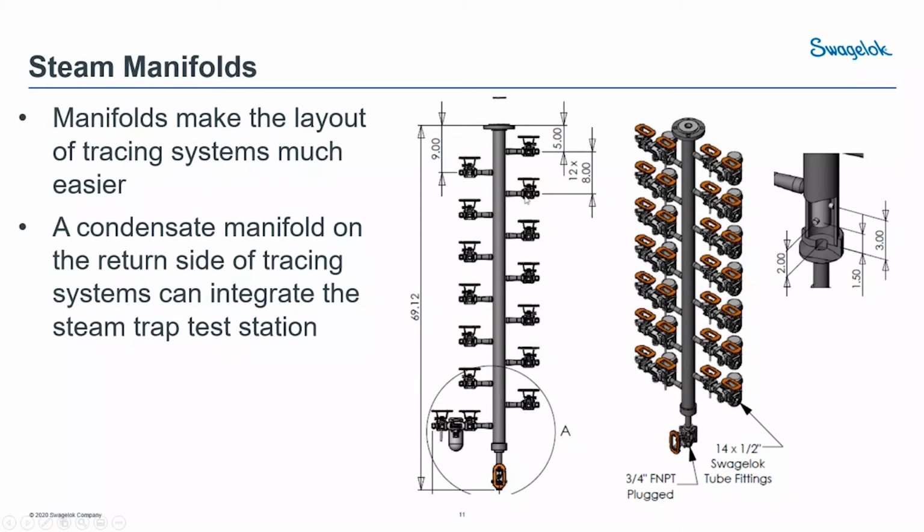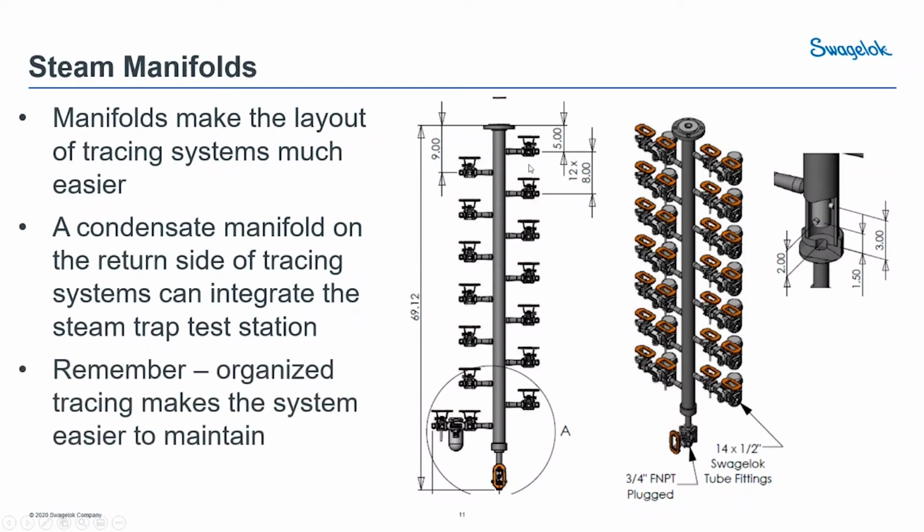And now if you have two manifolds like this, another tip that I put out there is to keep your system organized. If this is the feeder side, the top right valve, make that one terminate to the top right valve on the other side. So keep them the same on both sides. It makes it a lot easier to trace down when you have to isolate the system.